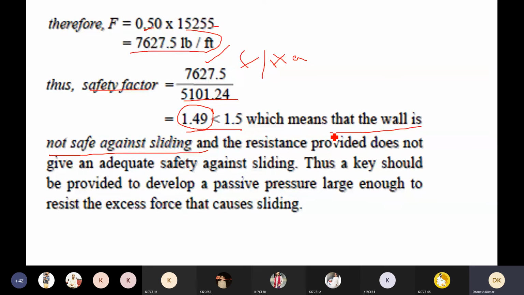That is why a key should be provided to develop a passive pressure large enough to resist the excessive force that cause sliding.